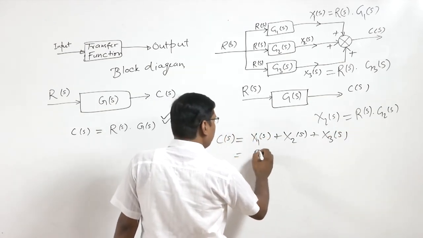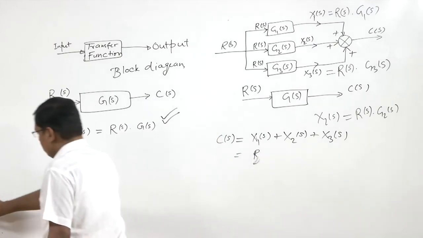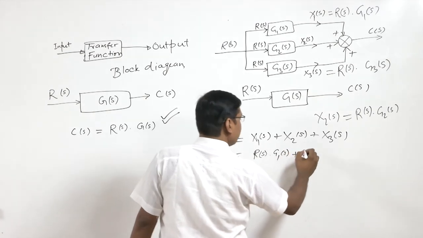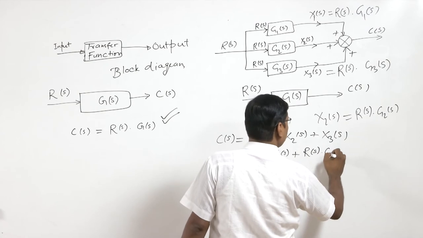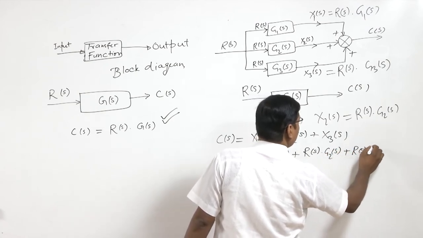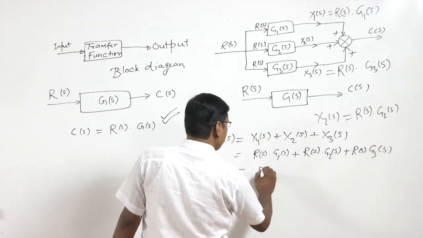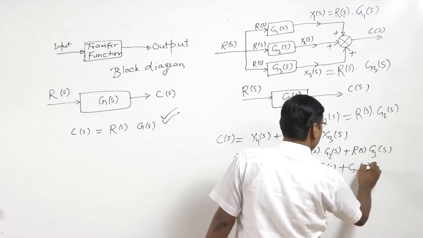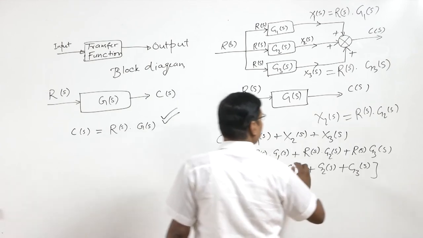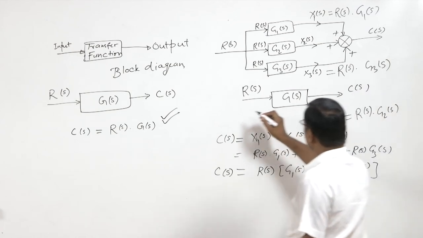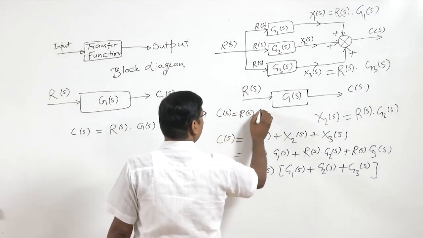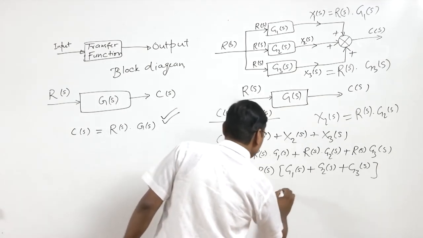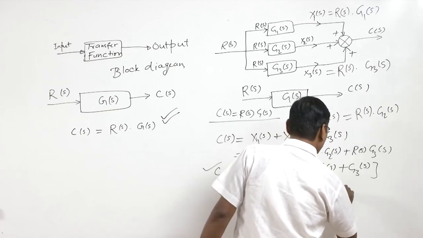So we have RS into G1S plus RS into G2S plus RS into G3S. Now we can take RS outside and we have G1S plus G2S plus G3S. So we can see here CS equals RS into GS, and we compare this equation with this equation. So we get that GS equals G1S plus G2S plus G3S.